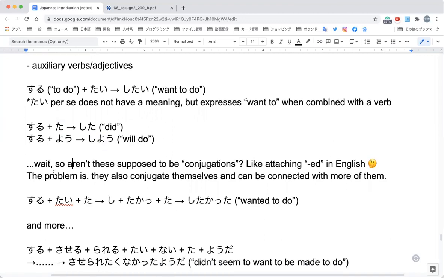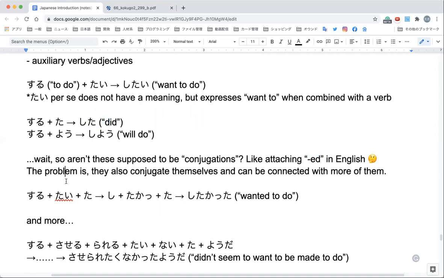And you might wonder, these look like conjugated forms. I think the concept will be closer to that of English if you think of these things as conjugated forms of the verb suru, just because it's attaching something that doesn't have any meaning on its own to a verb and changes the form, like attaching -ed to the verb in English. You can actually interpret it that way, but there's a problem with that too.